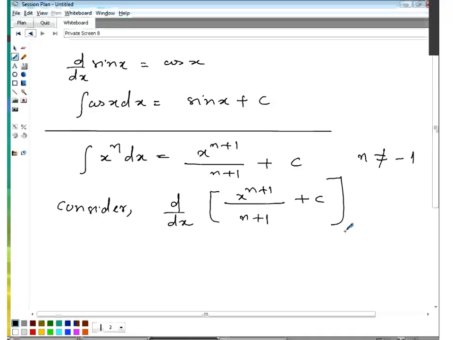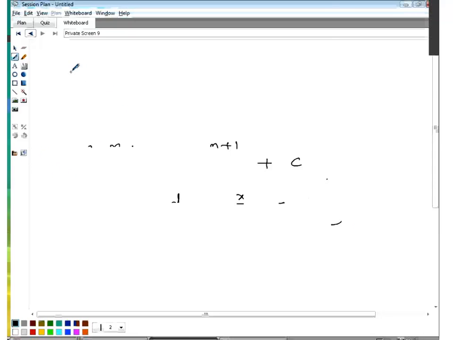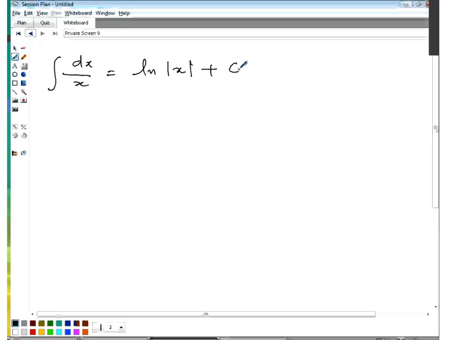When n is -1, then the situation is different. Integral of x to the power -1, or 1 upon x, is log x, mod x, log of mod x. Now that's also very easy to prove. We will consider RHS.